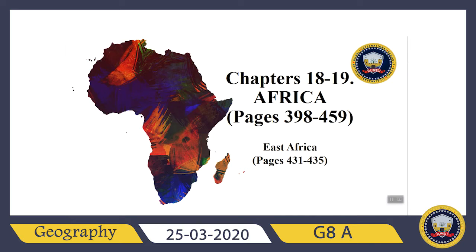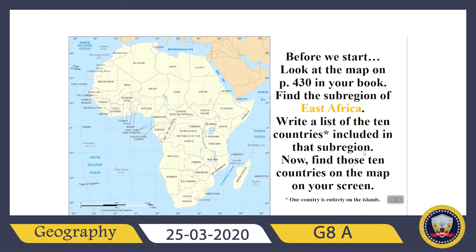Okay, but before we start our class today, I would like you to look at this map, and the map on page 430 in your book. On that map on page 430 you will find the sub-region of East Africa. It's shown orange on your map. Okay, can you find it? The orange part of the African map on page 430.